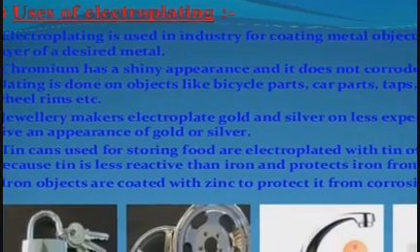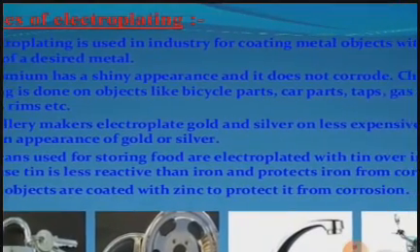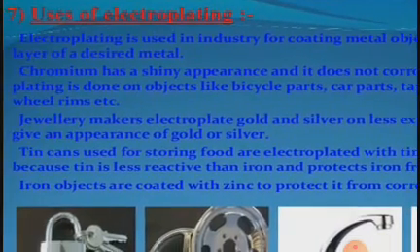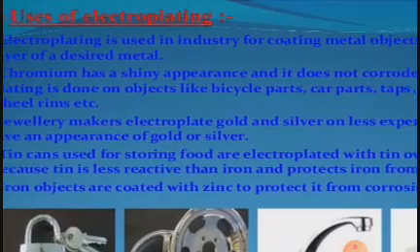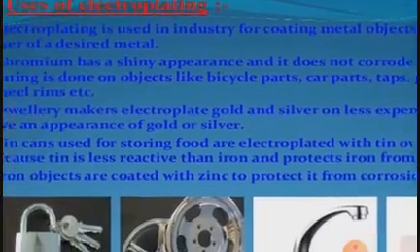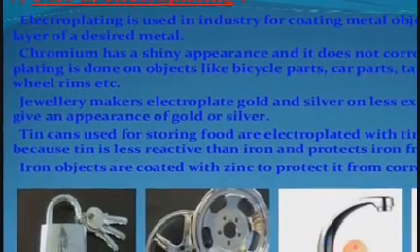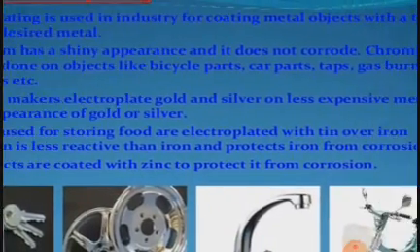Tin cans used for storing food are electroplated with tin over the iron because tin is less reactive than iron and protects iron from corrosion. Iron objects are coated with zinc to protect them from corrosion.